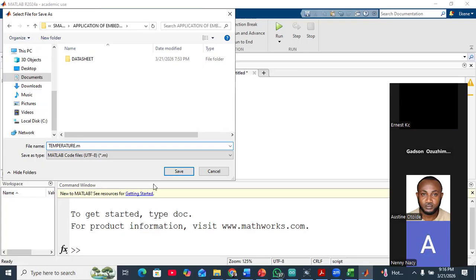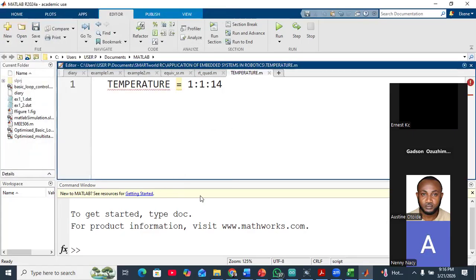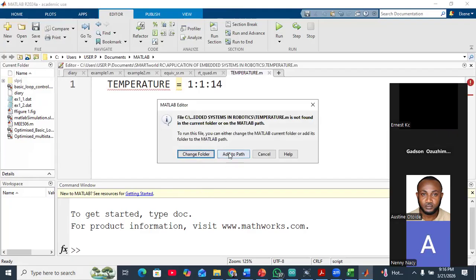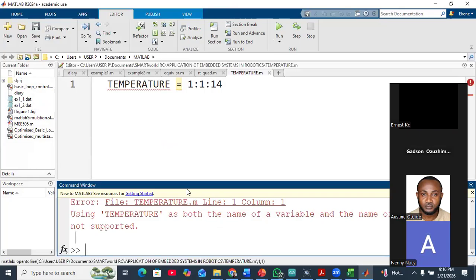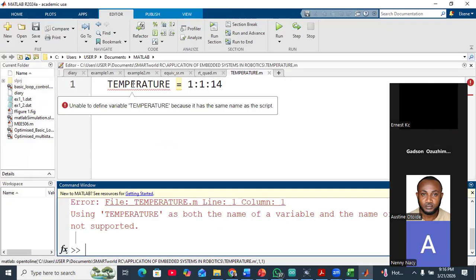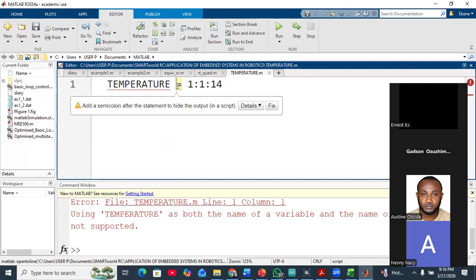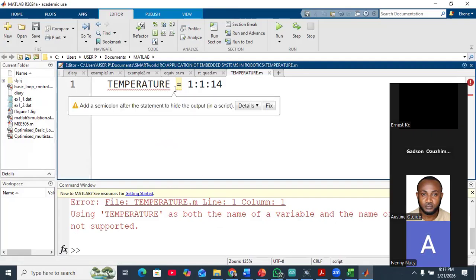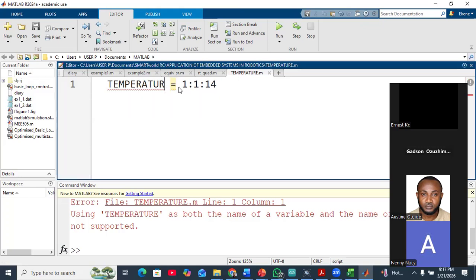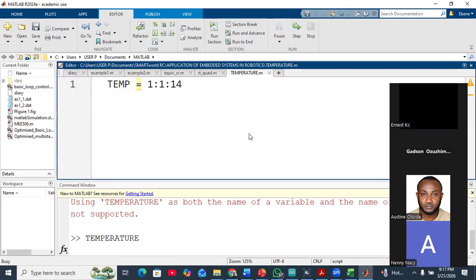So if I run it, look at what it will give you, the output. Unable to define variable temperature. What is the problem? Oh, it's like I'm using the same name. Let me just call it temp and see what it will do. Okay. So you can see what it is.